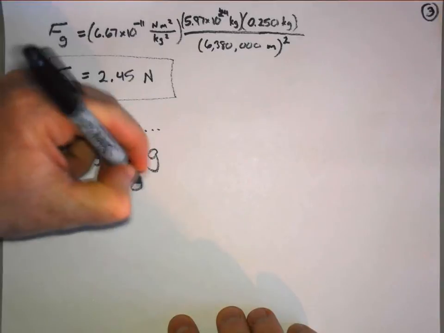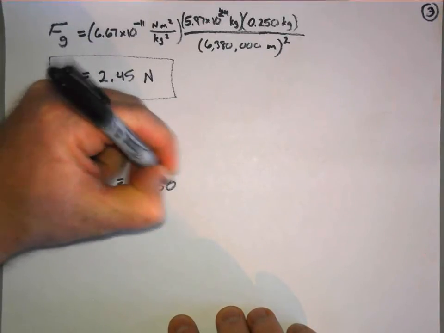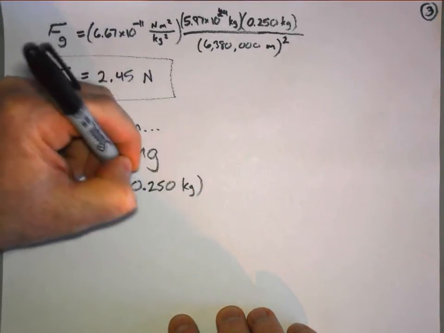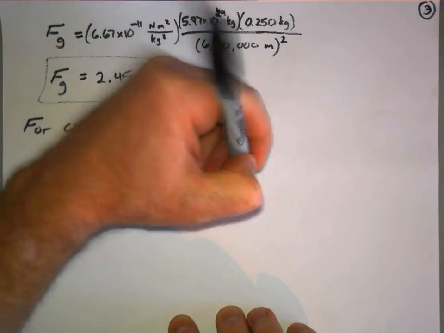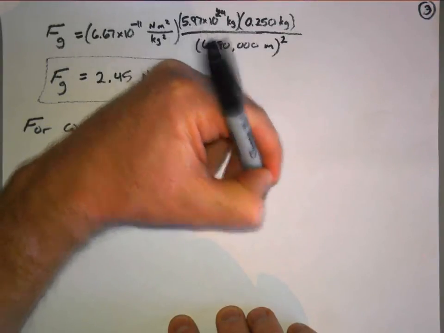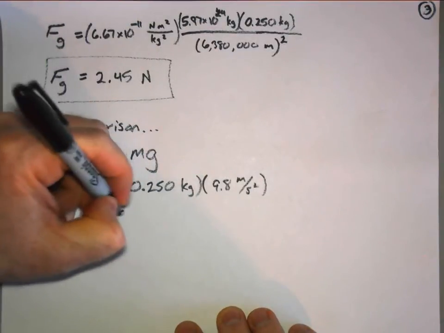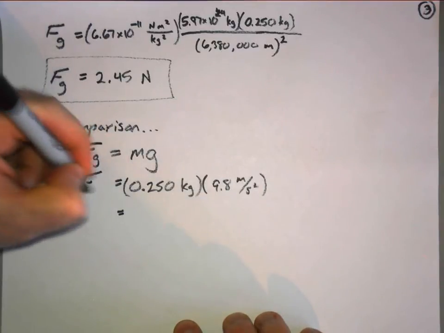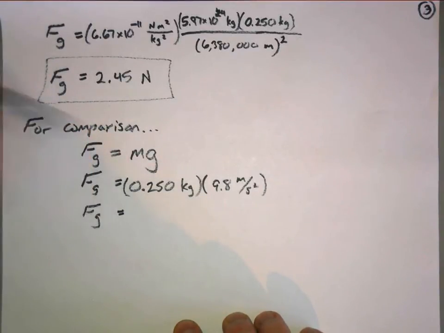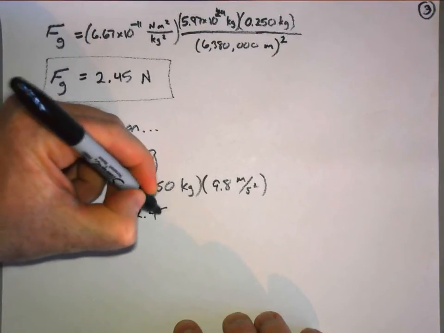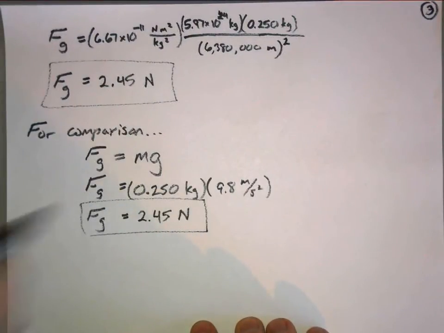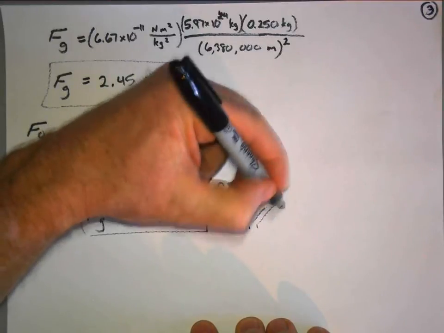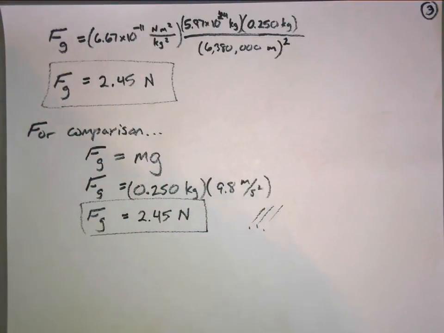Well, the mass of the apple, 0.250 kilograms. And the value of g, well, we know that, 9.8 meters per second squared. And you do this math, and you get 2.45 newtons. It's the same. What the heck, man? Well, okay.